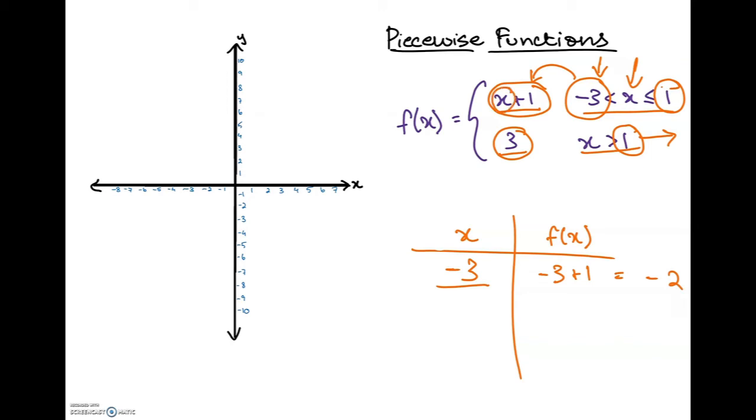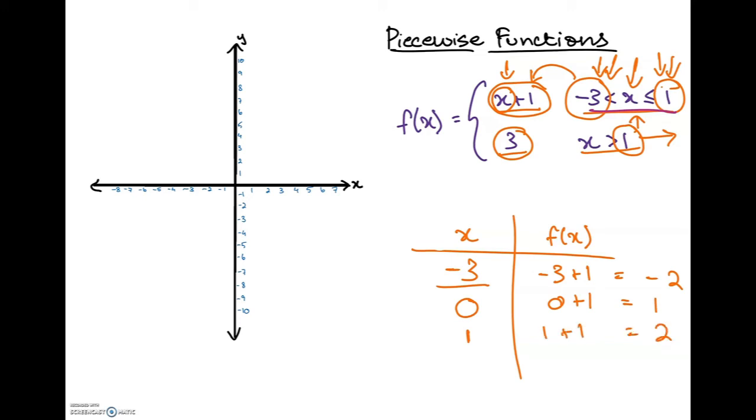So next, let's take another number. Let's take a number in this interval, so between -3 and 1. Let's take 0. If you put 0 in your table, we have to substitute it in this function because it's between -3 and 1. So it's going to be 0 plus 1, and it's equal to 1. Let's do another one. Here you know that x is less than or equal to 1 on the top part of this function. So we're going to substitute 1 instead of x, and it's going to be 1 plus 1, which is equal to 2.